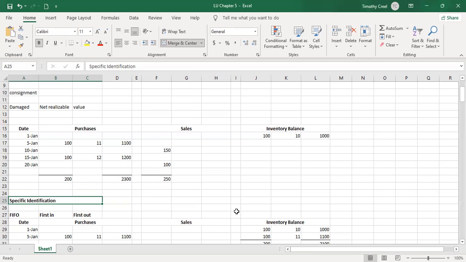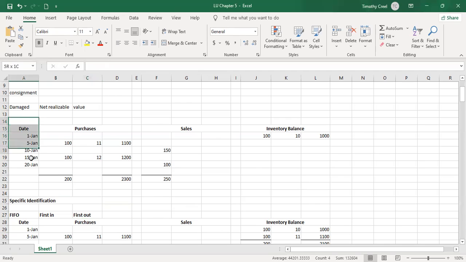So the first method we want to look at is called FIFO. You'll see it here. It's FIFO, and it's called first in, first out. And basically what FIFO means is that all sales are going to be taken out of the oldest items of inventory first and move their way forward. So FIFO, first in, first out. The oldest items come out of inventory first when making sales.